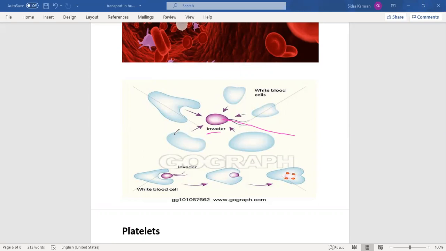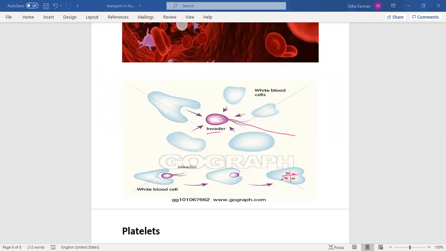Like police surround the criminal to catch him, in the same way white blood cells surround the microorganism and come closer towards it and make a curve like this and engulf, eat this invader. Here you can see the white blood cell has eaten this invader. Now this microorganism is inside the white blood cell. Now the white blood cell will produce different kinds of chemicals to destroy this microorganism, to destroy this invader.